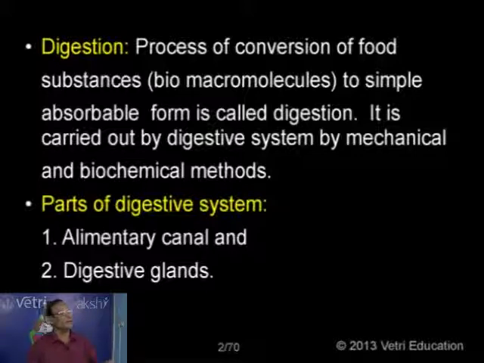It is the breakdown or conversion of complex food materials, what we call biomolecules or biomacromolecules because they are larger in size, into simple absorbable substances that can be assimilated easily by the body. That process is known as digestion, brought about by the digestive system. It is done by both mechanical and chemical methods, that is, both mechanical as well as biochemical methods.